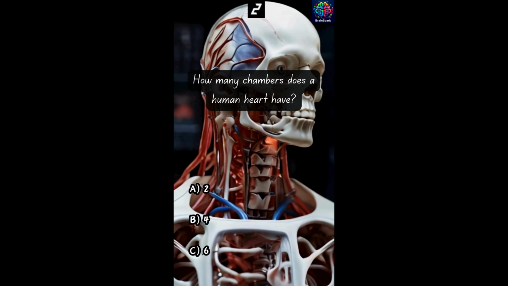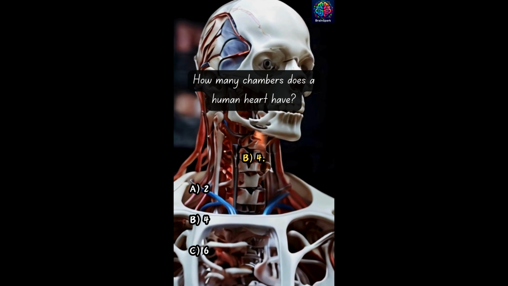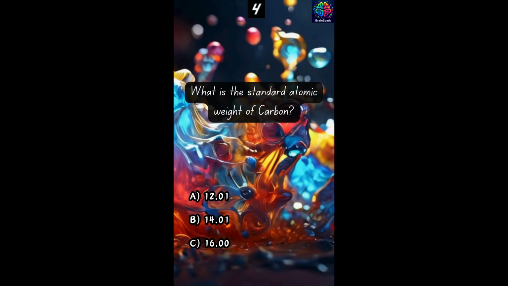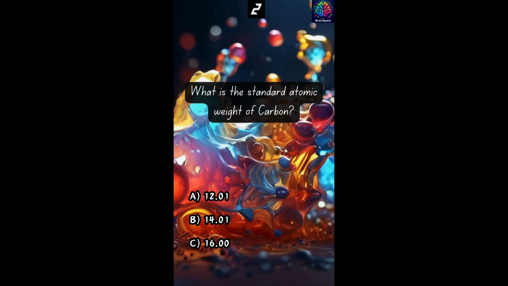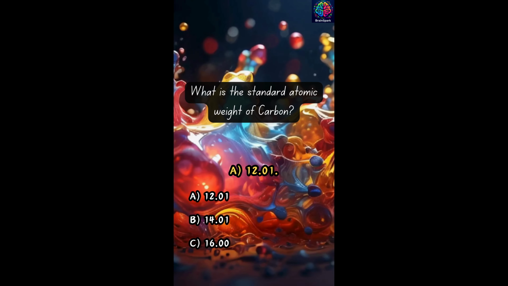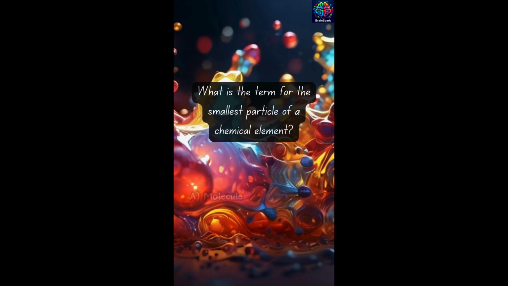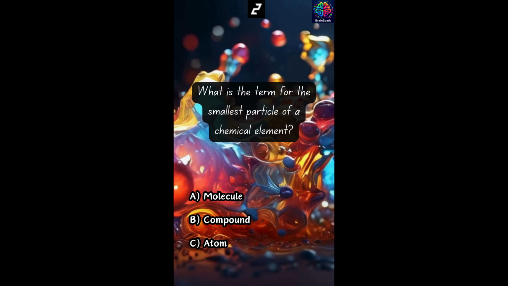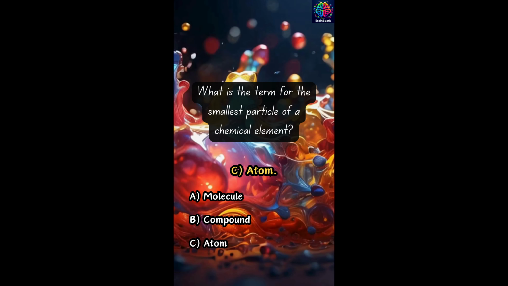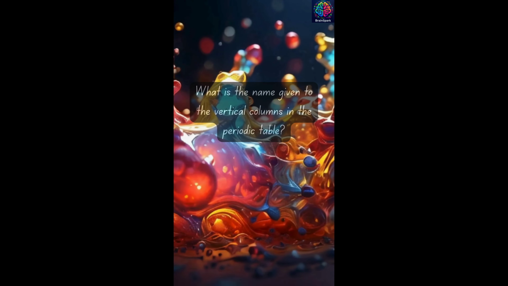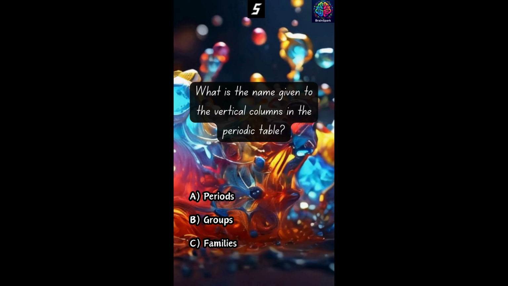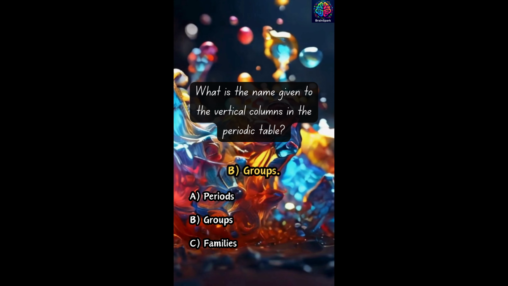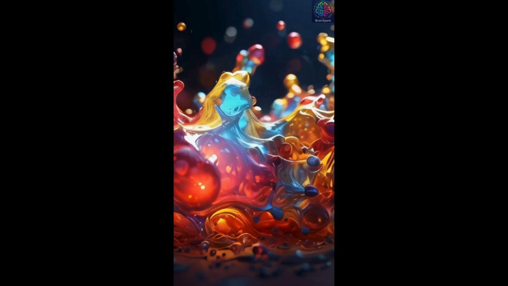B. 4. What is the standard atomic weight of carbon? A. 12.01. What is the term for the smallest particle of a chemical element? C. Atom. What is the name given to the vertical columns in the periodic table? B. Groups. What is the chemical formula for water?